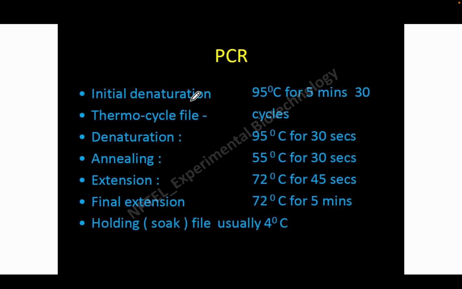So PCR. The steps again: initial denaturation step around 95 to 90 degrees for 5 minutes. Thermocycle file, which is around 30 cycles. Denaturation 95 degrees Celsius for 30 seconds. Annealing 55 degrees Celsius for 30 seconds. Extension 72 for 45. Final extension 72 for 5 minutes. Holding usually at 4 degrees.